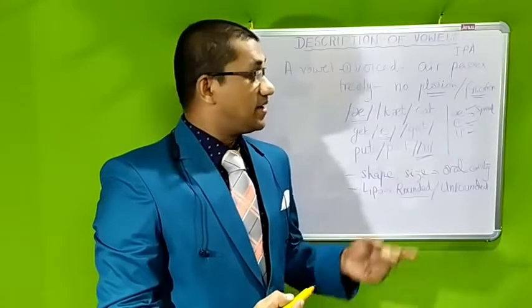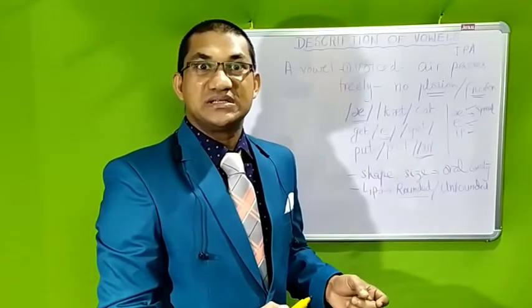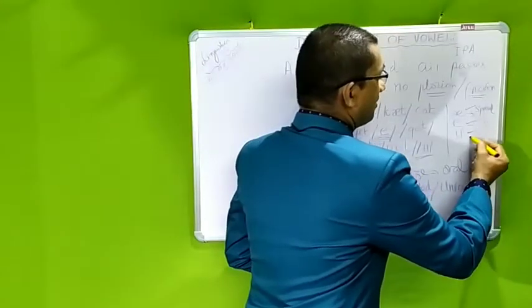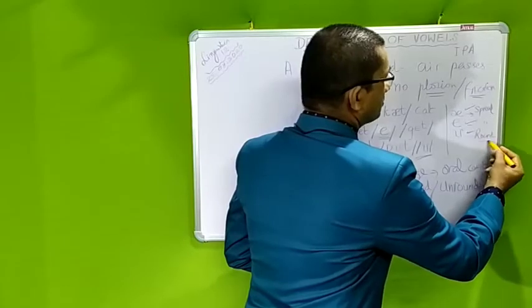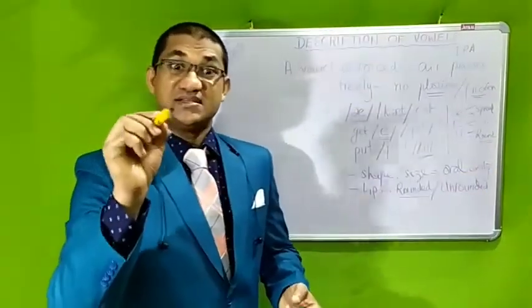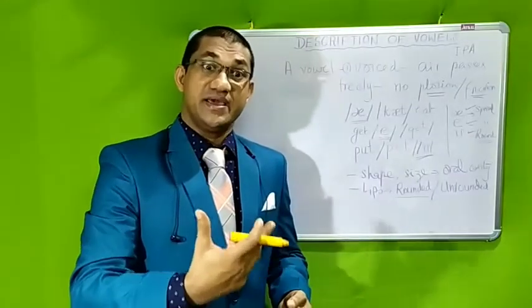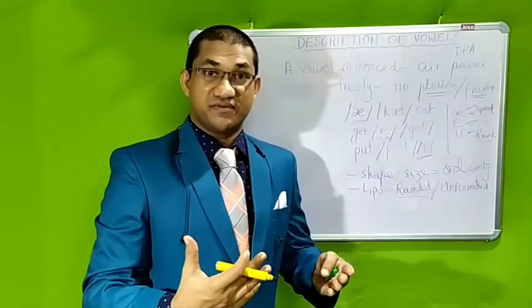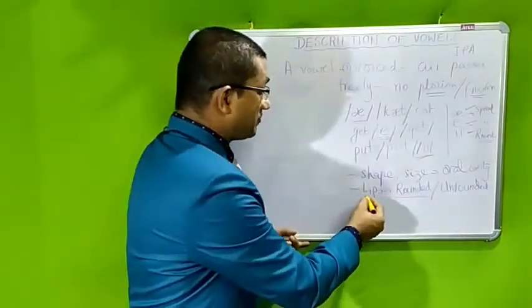But the next one, like in put, it is spread there, but here it is rounded. So it is the size and shape of the vocal cavity that decides the nature of the vowel, that decides how one sound is different from the other. And similarly, it is the shape of the lips.